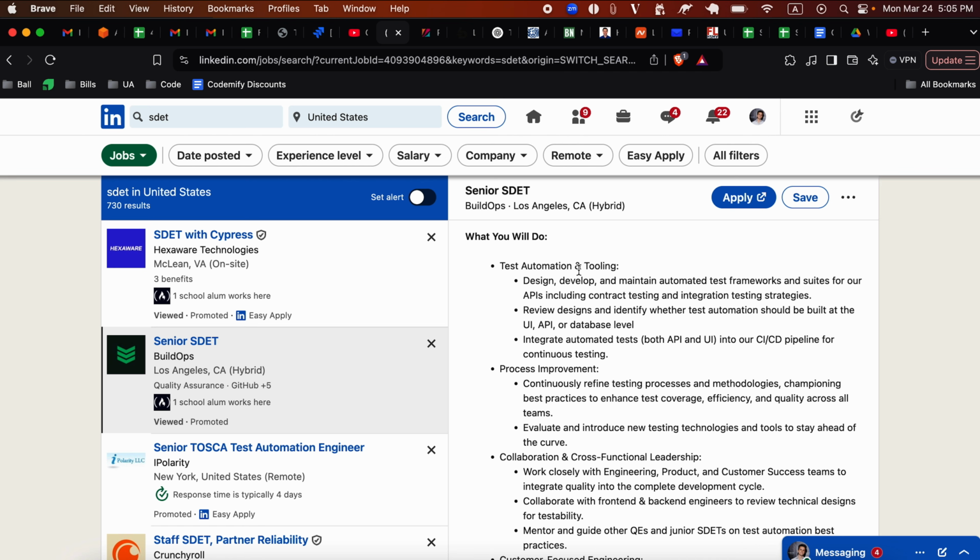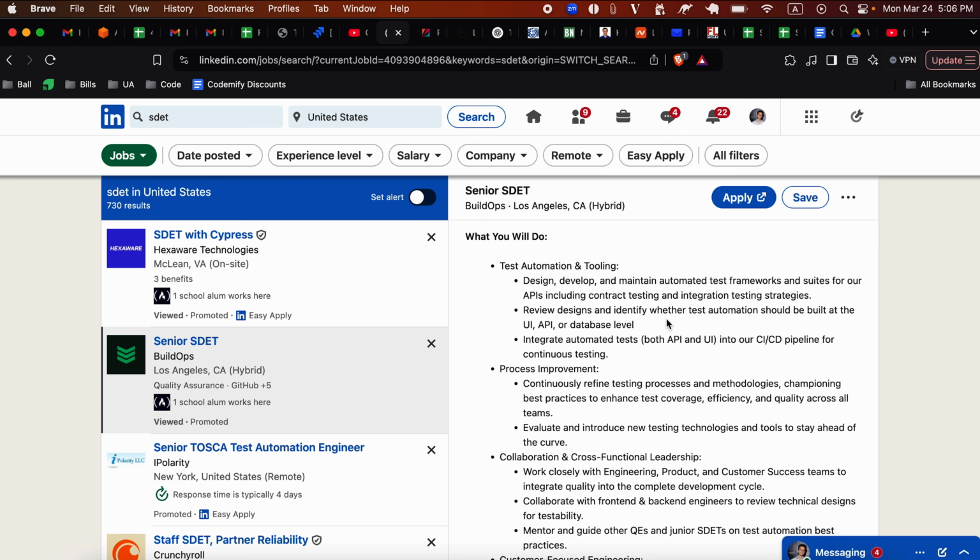So the very first one, automation, test automation and tooling. Design, develop, and maintain test automation frameworks and suites for APIs, including contract testing and integration testing strategies. Contract testing is testing of contracts between multiple microservices. And microservices are pretty much small pieces of the puzzle that together create a server for the application that you are working on. Pretty much, it's a microsystem of small servers that connect together into one large application.